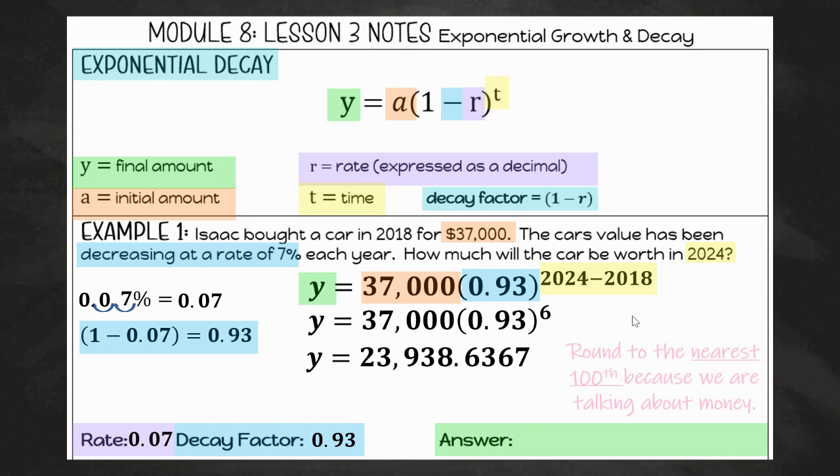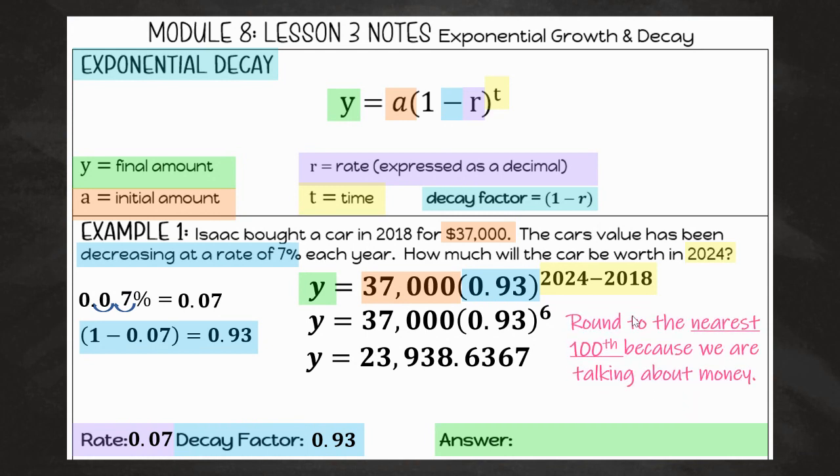So once I plug that into the calculator, I'm going to get 23,938.6367. Well, we are talking about money, and because we're talking about money, we're going to round to the nearest cent or 100th place, which in this case would be 23,938.64.